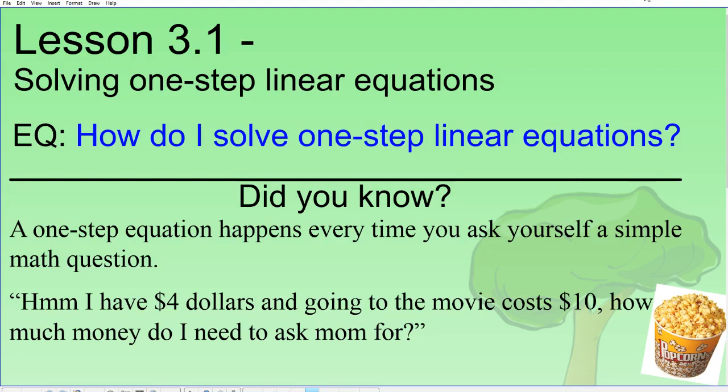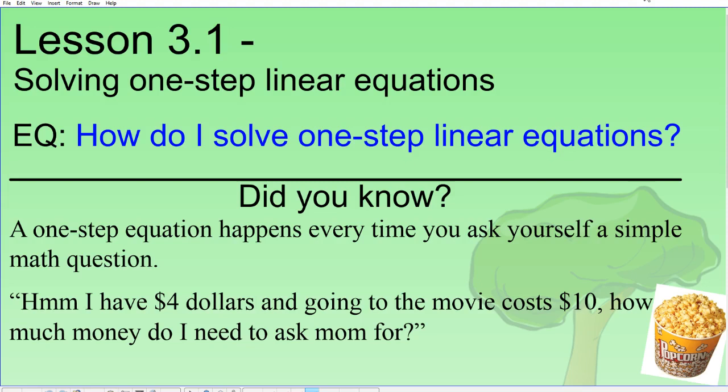This chapter is devoted to solving equations. This should not be a new concept for you by 8th grade. You should have learned this at some point previously. In fact, probably multiple times. So this first lesson is going to be a nice little refresher.